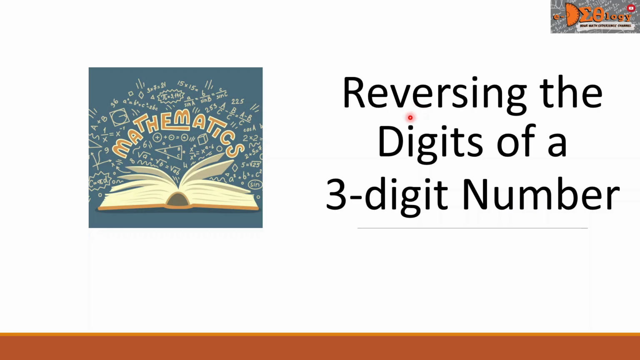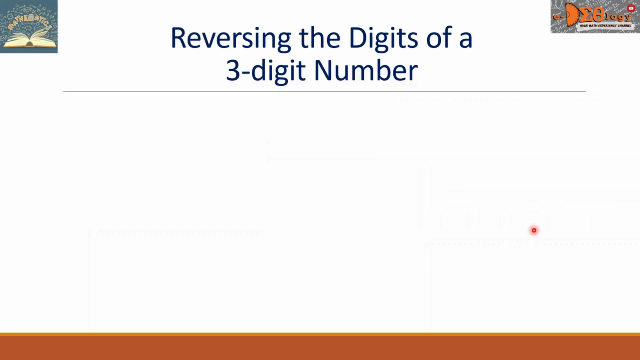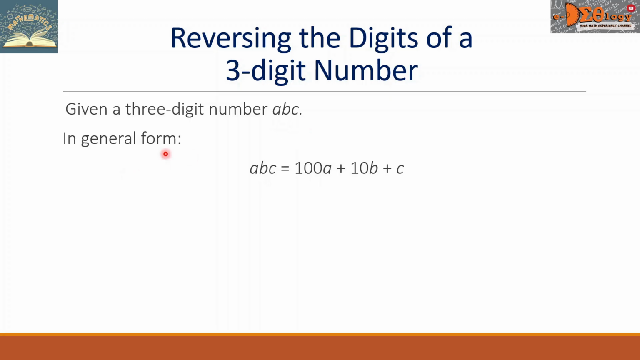Today we're going to study reversing the digits of a 3-digit number. Given a 3-digit number, let's say ABC. In general form, this ABC equals 100A plus 10B plus C. Now, let us reverse this 3-digit number. So we have now CBA.